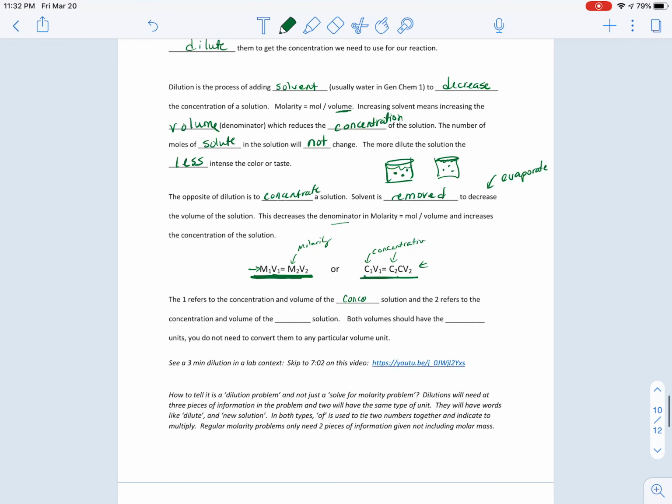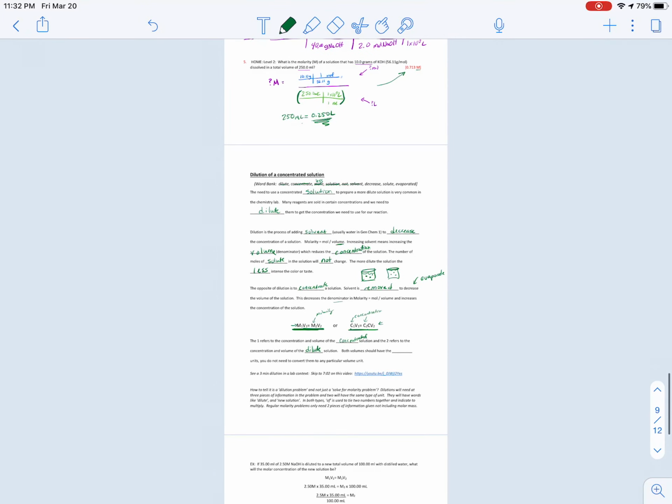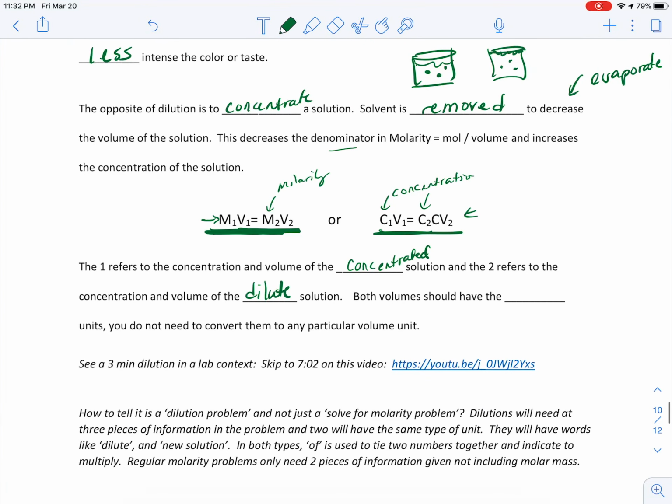So the 1 refers to the concentration and volume of the concentrated solution. And the 2 refers to the concentration and volume of the dilute. Now, honestly, I switch these all the time. You're still going to get the same numbers. So just make sure you have the molarity and the volume of the concentrated on the same side. That's the key part. Notice this though, both volumes should have the same units. You shouldn't have to convert them to any particular volume unit.